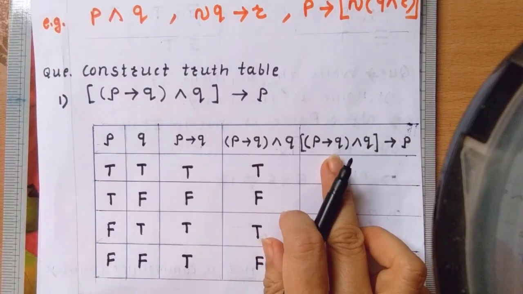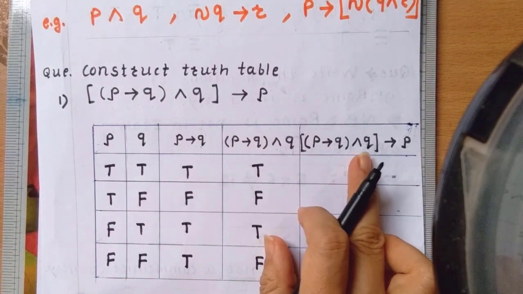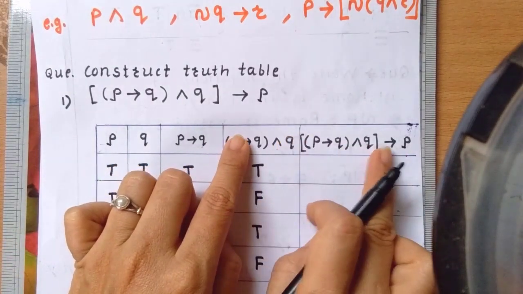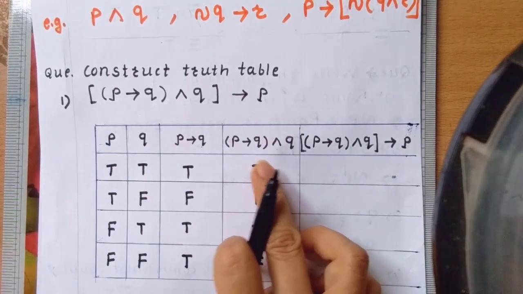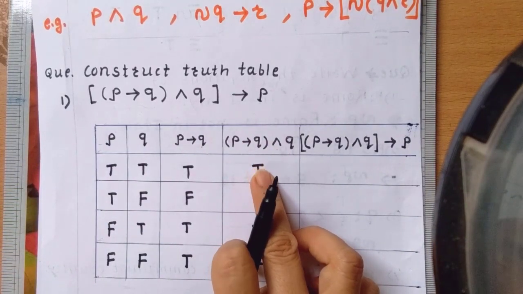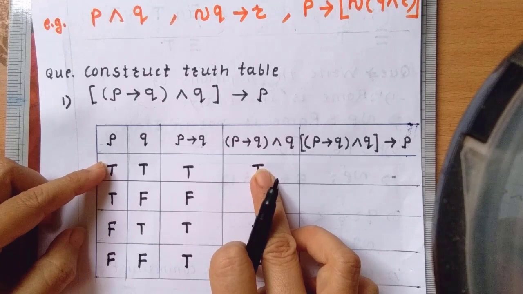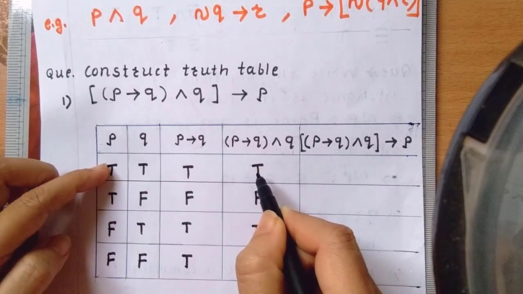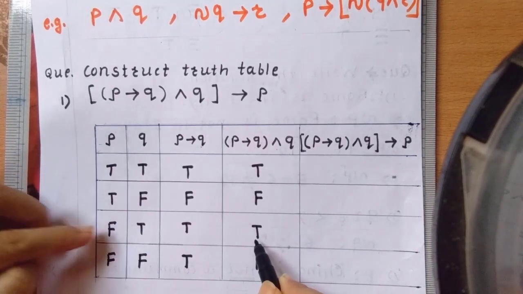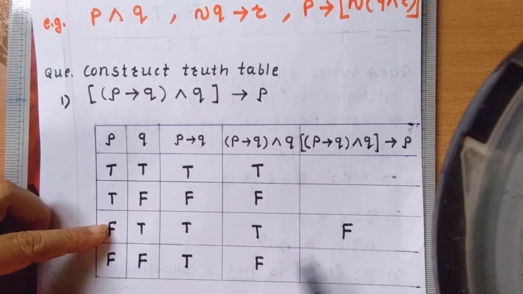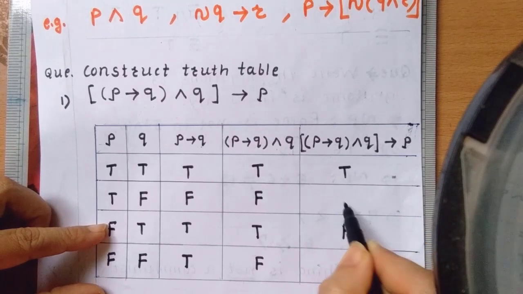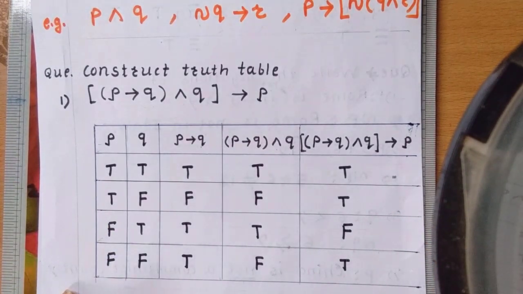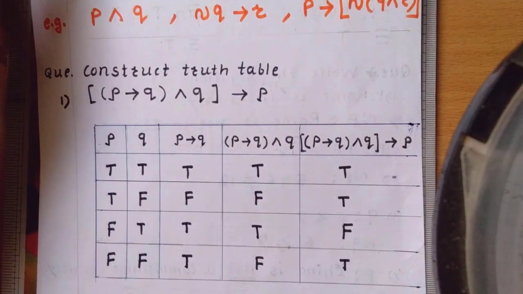And last one, P implies Q conjunction Q implies P. Means this column first and implies P. So here we have to find out T and here F, then only F, otherwise it is true. So check TF, no, TF, no, TF, yes, we can observe here, here no. So rest values we will write like this. This is the final column. Now see one more example.